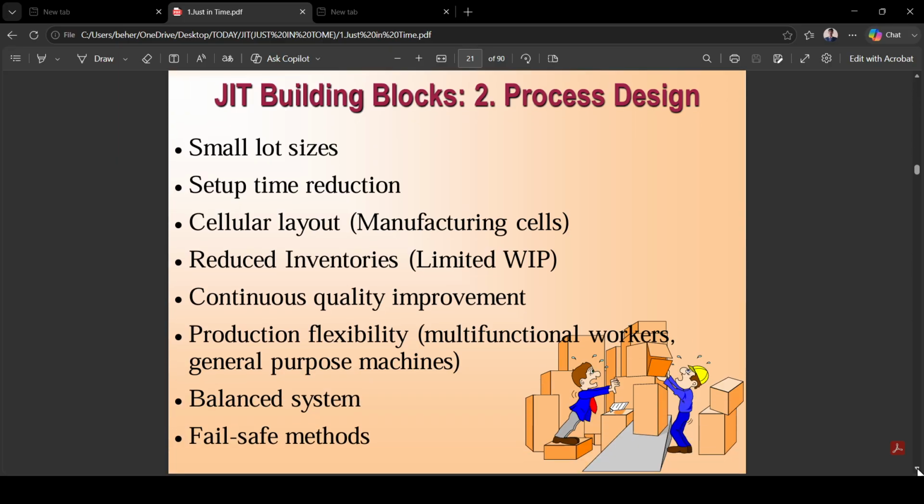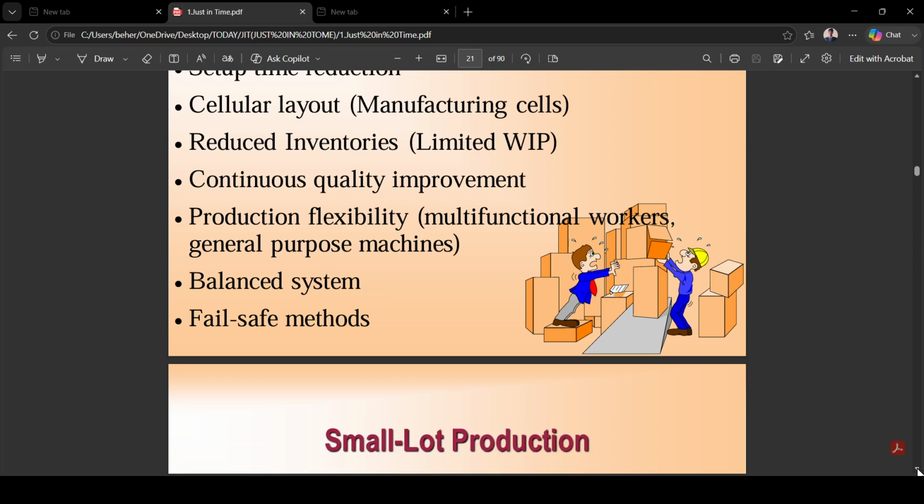Then block 2, same process design: small lot sizes, setup time reduction, cellular layout, manufacturing cell, reduced inventory, limited WIP, continuous quality improvement, production flexibility, multifunctional work, general purpose machine, balanced system, fail-safe method.